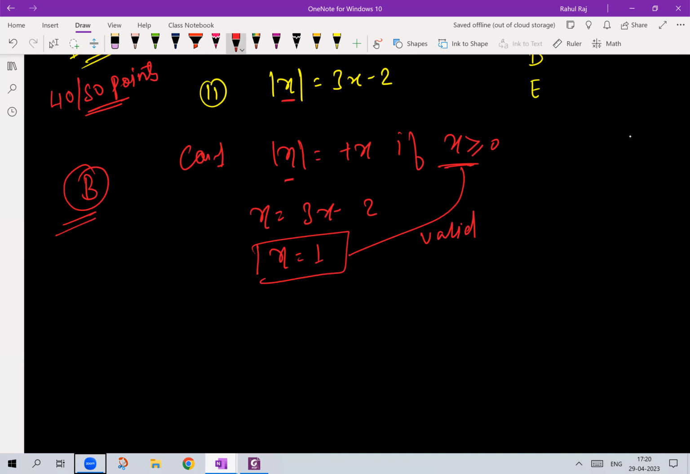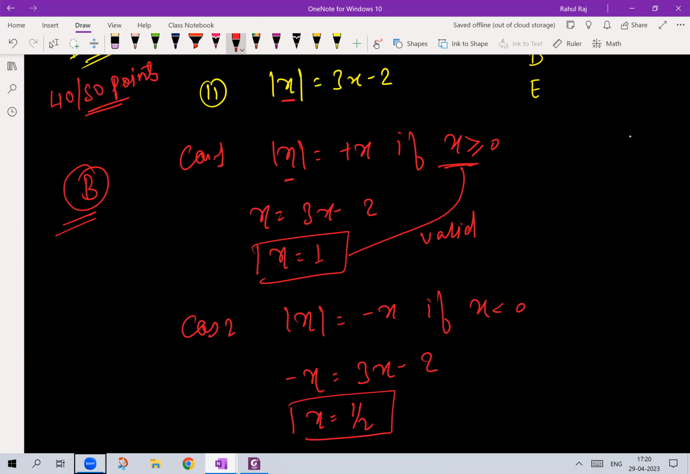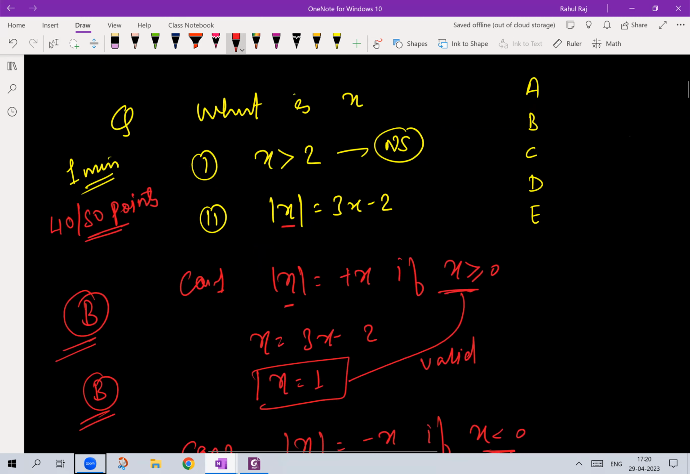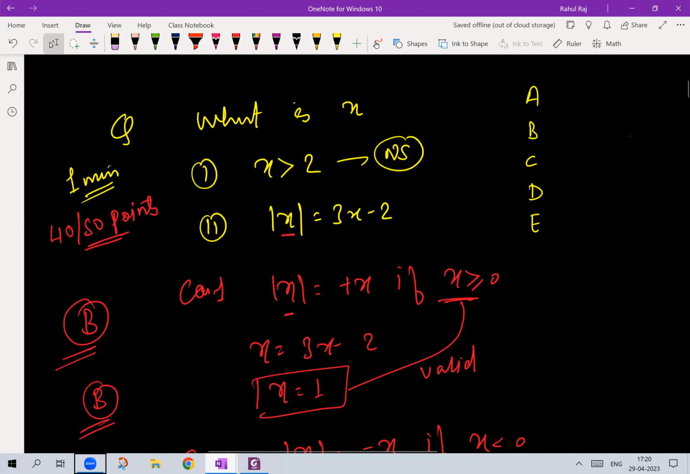Second, case 2 is mod x is equal to negative x if x is less than 0. That is negative x is equal to 3x minus 2. So that means x is equal to half. Now just see, for x less than 0, do you think x is equal to half is a valid solution? It's not a valid solution. So I just have one answer, x is equal to 1. So I will say option number 2 is sufficient to answer the question. I hope I am very clear. Any doubt? So this is when mod is on one side of the equation.